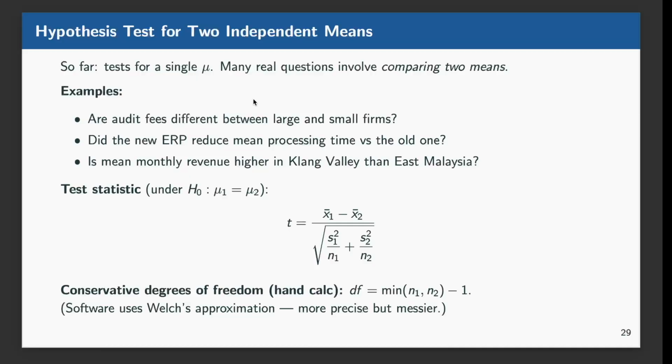For two independent samples, we test H0, the claim that the two population means are equal. Our test statistic is T. We find it by taking the difference between the two sample means, x bar 1 minus x bar 2, and dividing that by the square root of s1 squared over n1 plus s2 squared over n2. For hand calculations, a conservative estimate of the degrees of freedom is simply the smaller of the two sample sizes, minus 1. Statistical software instead uses a more precise but considerably messier method called Welch's approximation, a formula that adjusts the degrees of freedom to account for the two groups potentially having different amounts of spread.